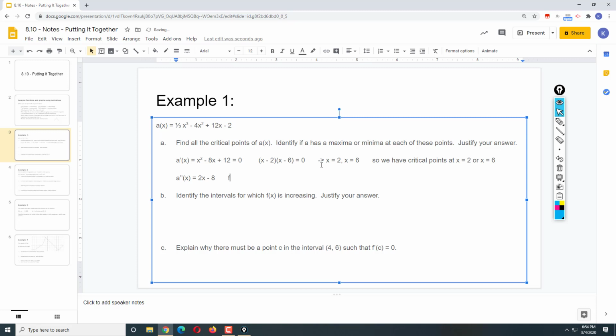At x equals 2, the second derivative equals negative 4, which is negative. When the second derivative is negative, we have a maxima. And at x equals 6, the second derivative is plus 4, which is positive, which tells us that that is a minima by the second derivative test.